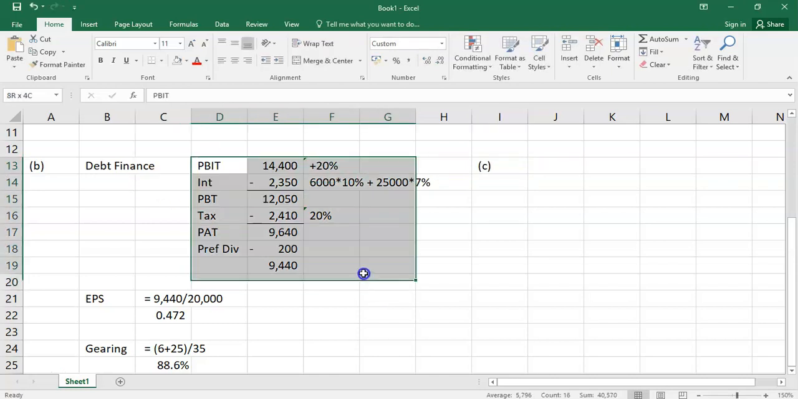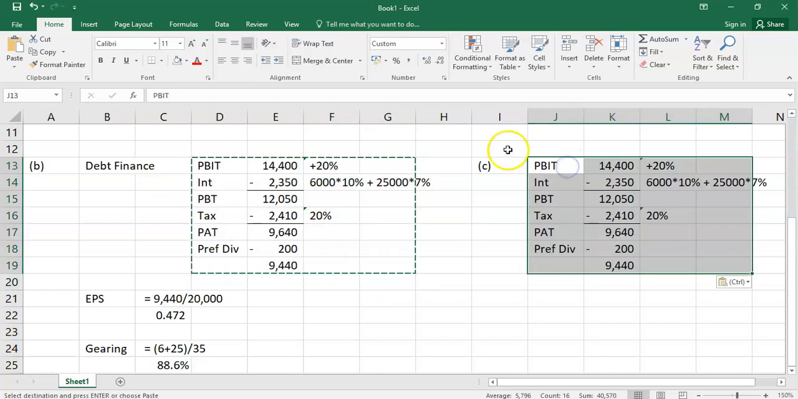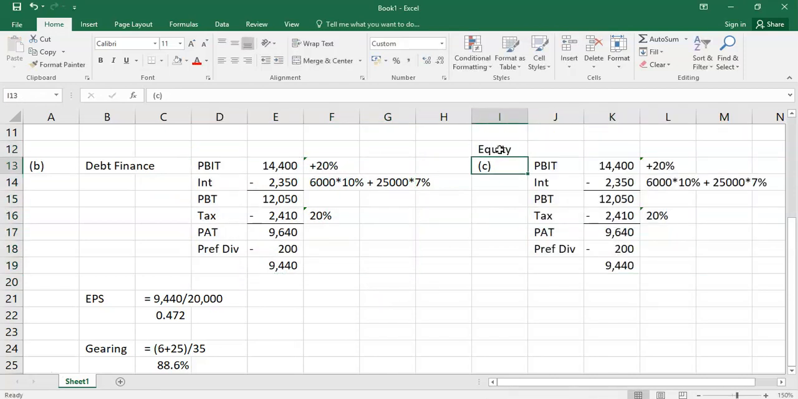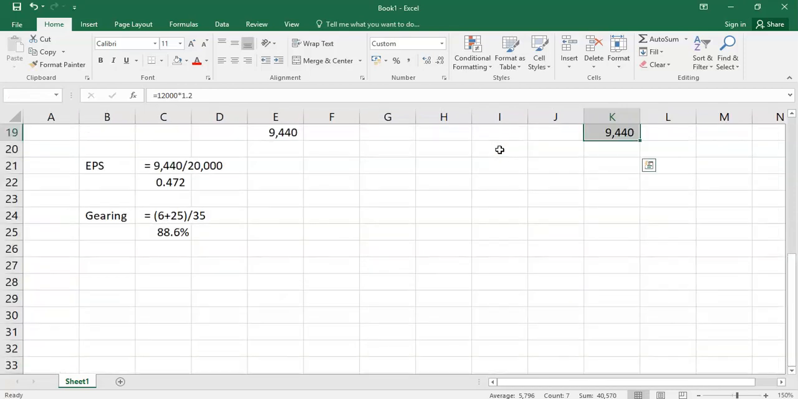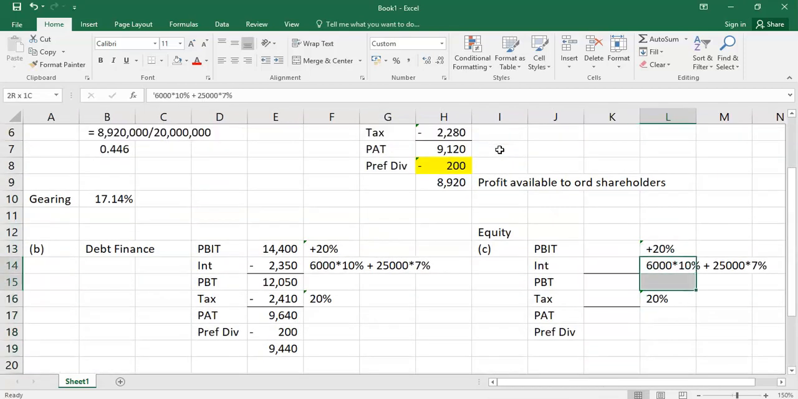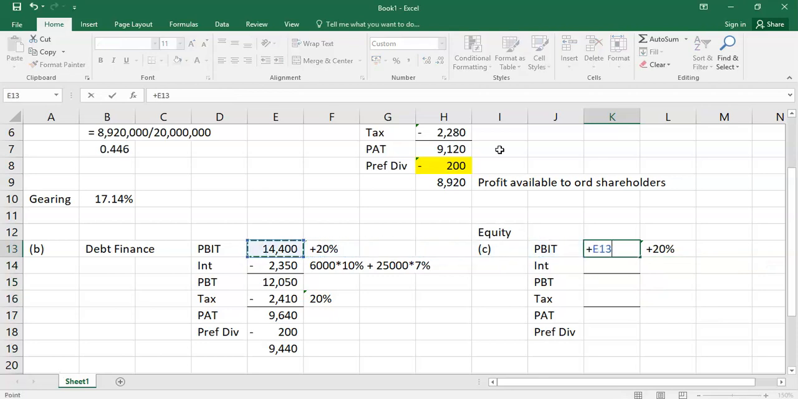So we'll take our issues again. This is all the equity finance now, and we'll do it down. In our case here, profit before interest and tax is going to be increased by 20% again, because they don't care where you got the 25 million. They just want to know you've invested it. That will increase your profits.